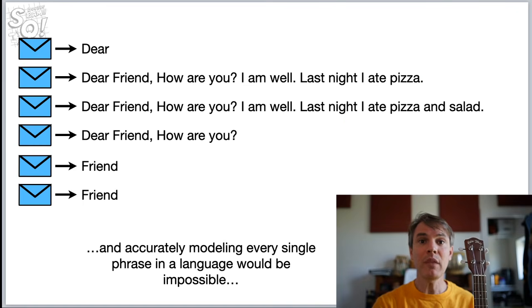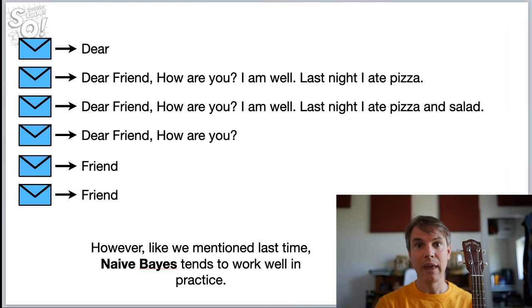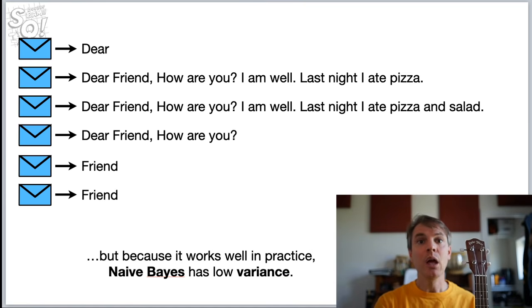Anyways, accurately modeling every single phrase in a language would be impossible. So naive Bayes doesn't even try. However, like we mentioned last time, naive Bayes tends to work well in practice. In other words, by ignoring relationships among words, naive Bayes has high bias. But because it works well in practice, naive Bayes has low variance.